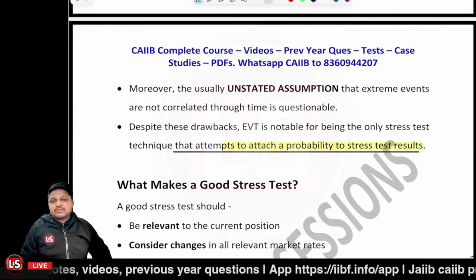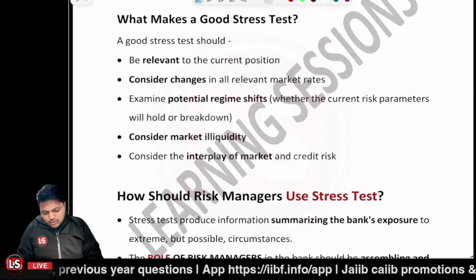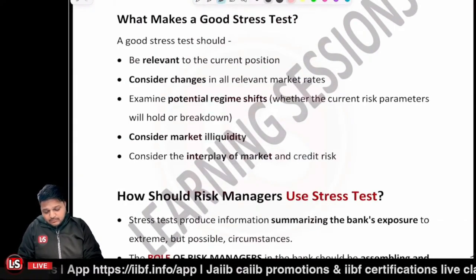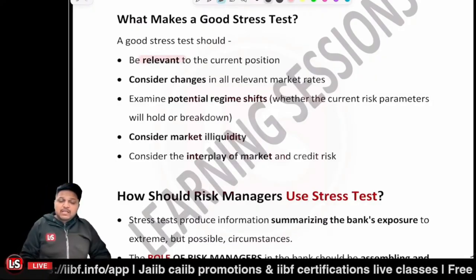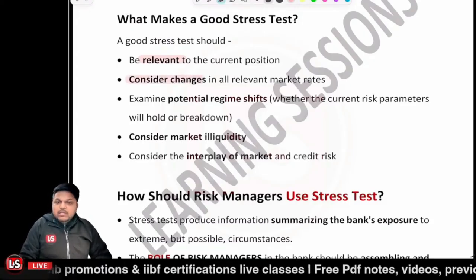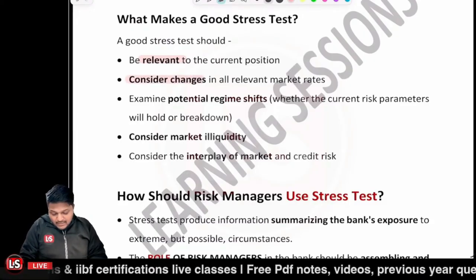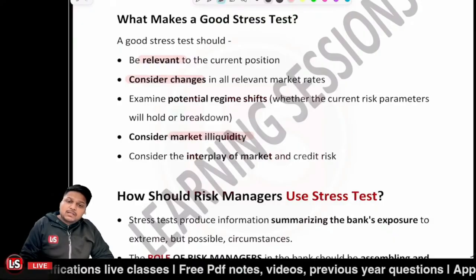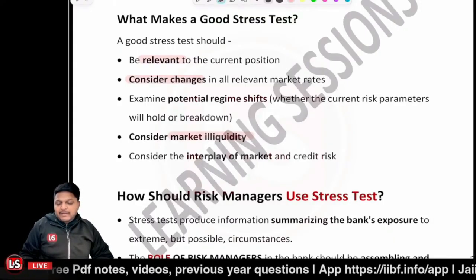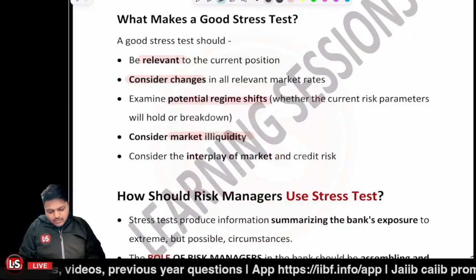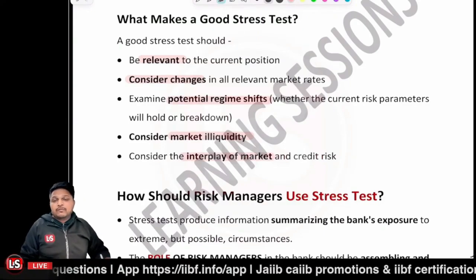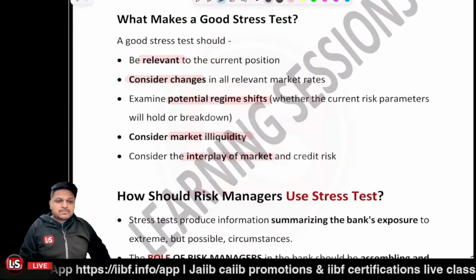And what makes a good stress test? It should be relevant. Very good. Definitely, it should be relevant to our situation, first of all. So if there are going to be any possible changes in the market, it should be considering the same. It should be considering the market illiquidity also. And if there is any potential regime shift, like whether current risk parameters will hold or break down, it should be looking into those factors also. And it should be considering the interplay of the market parameters and also the interplay of the market and the credit risk.